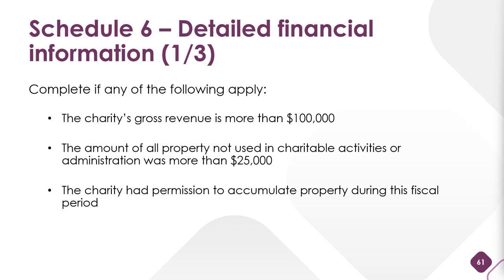If your charity's gross revenue is more than $100,000, if the amount of all property not used in charitable activities or administration was more than $25,000, if your charity has more than $25,000 in assets it wasn't using during the period, for example, an unused building or investments, this will apply to you. And finally, if your charity had permission from the CRA's Charities Directorate to accumulate property during this fiscal period.